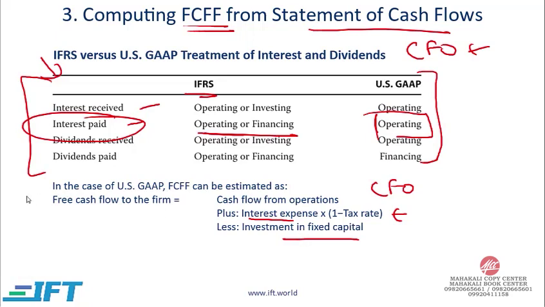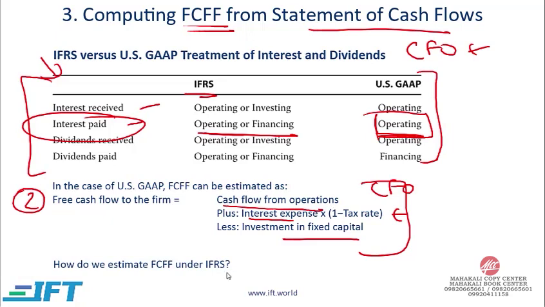So this is the second major formula that you are learning, which is if you are already given CFO and you are using US GAAP, where you know that the interest expense is part of the CFO, then this is how you come up with FCFF, starting with cash flow from operations.